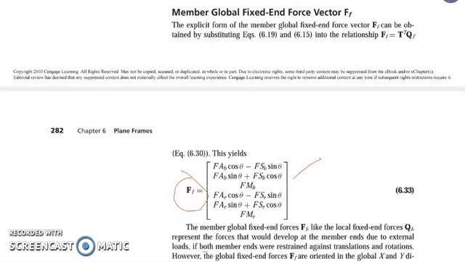So we have to take note that our F sub F is similar to our Q sub F, which represents the forces that would be developed at the member ends due to external load if both member ends were restrained against translation and rotation. However, our F sub F's are oriented in the global X and Y directions of the structure, whereas our Q sub F was oriented in the local X and Y direction of the member of the structure.